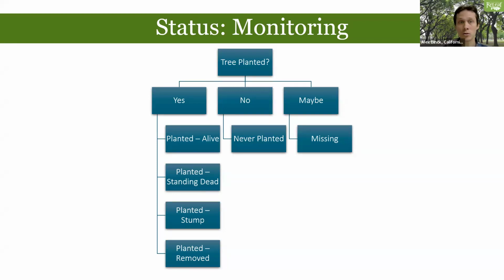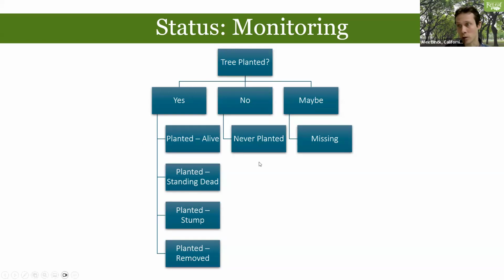But when you go to the site and you look for a tree, your first question you're going to ask yourself is, do I know if the tree was planted? If the answer is yes, then you would pick one of these statuses depending on what you find, right? Either the tree is alive, it's dead, it's a stump, or if you know that it was planted but it's not there, you would put removed. If the tree was not planted, right? I used to work with a residential program a lot. And so we would go to the house and you'd see that the tree was still there in the pot sometimes.